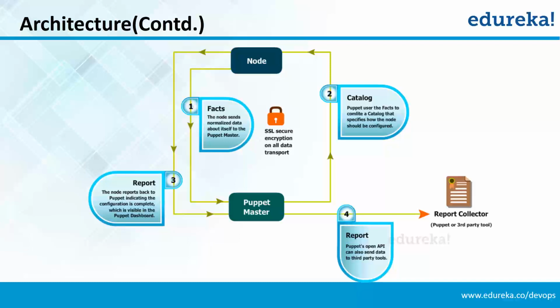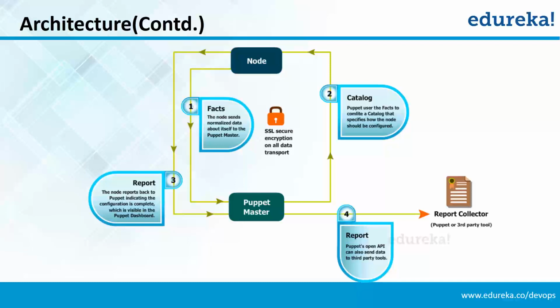You need to configure Tomcat. You need to do Apache. This is the sequence of steps to be done. Notice that the master is not doing this on the agent. The master only sends a catalog back saying this is what you have to do.